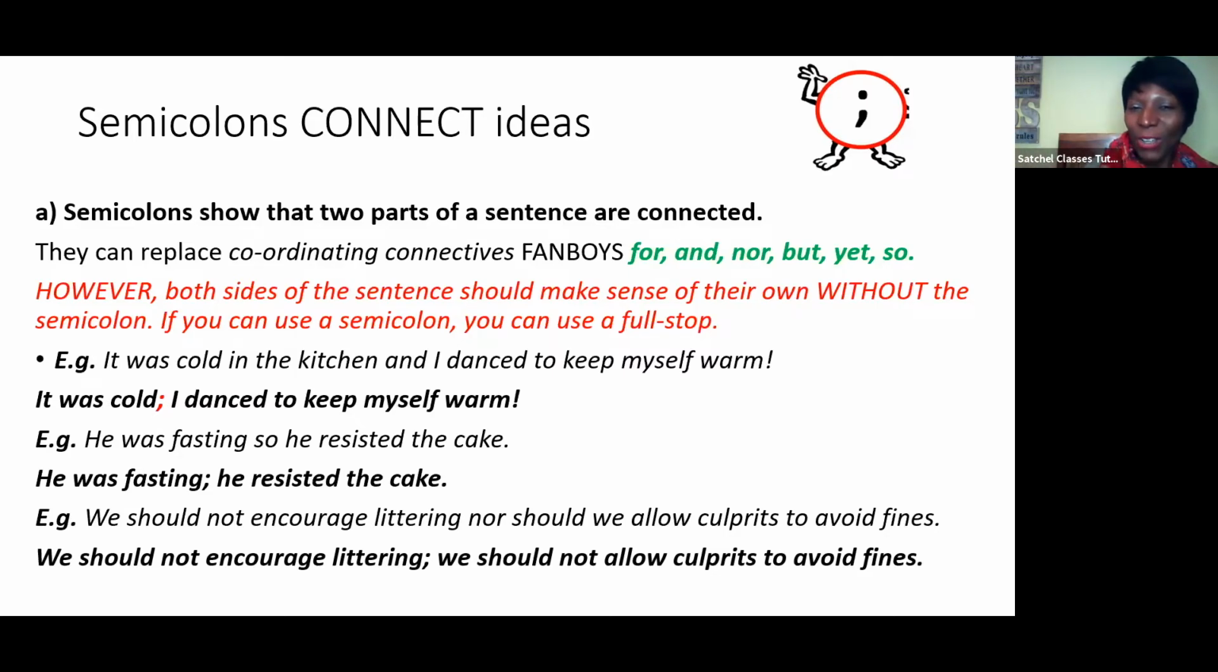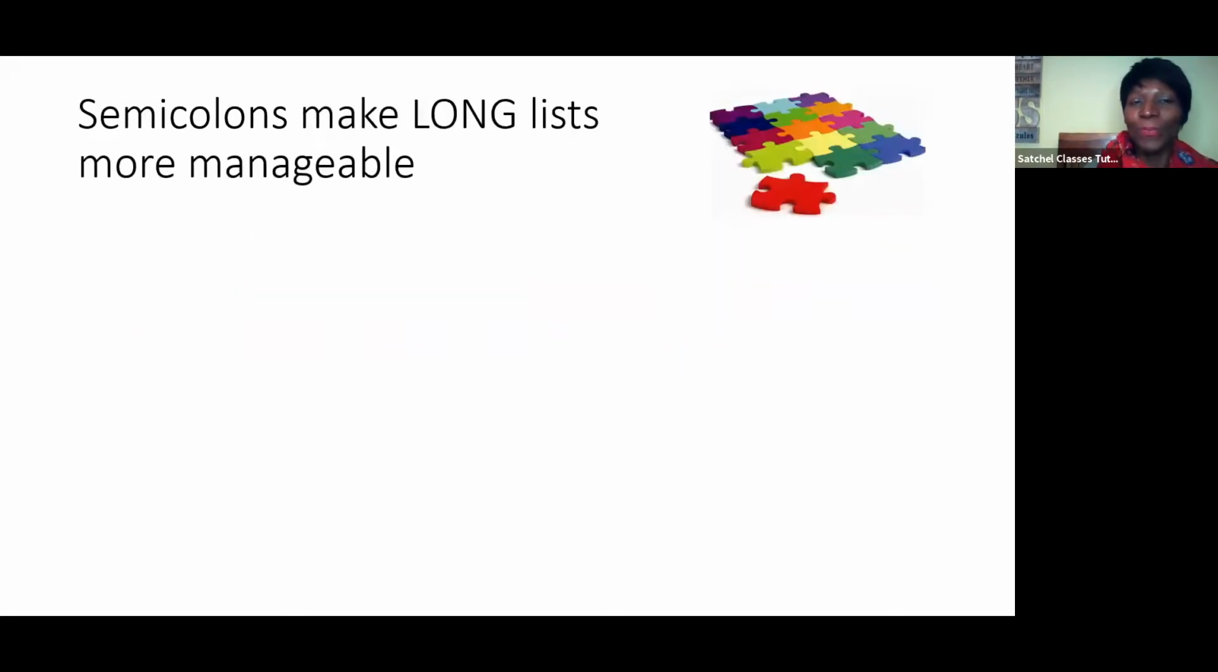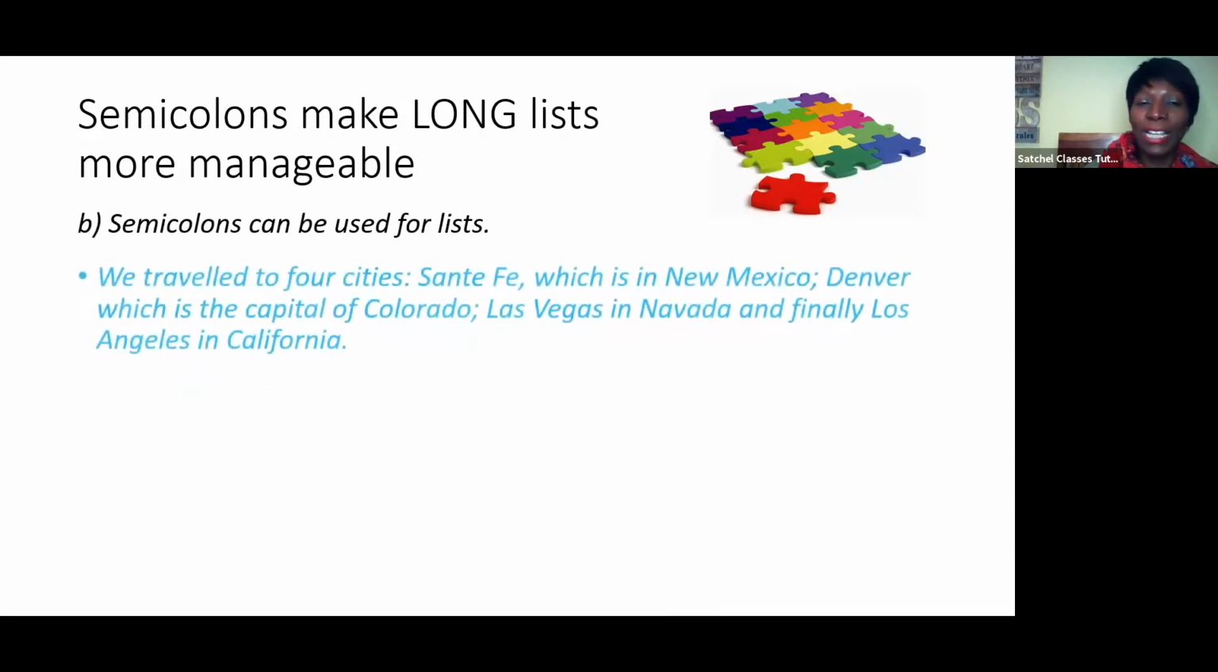So the semicolon shows they're interconnected, but we have to use it correctly to make sure that both sides, before and after the semicolon, make sense on their own. So that's the first use of semicolons, connecting ideas. But semicolons can also be used for long lists, and it can make very long lists more manageable to read. So they can be used for lists.